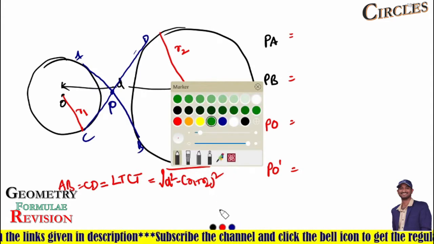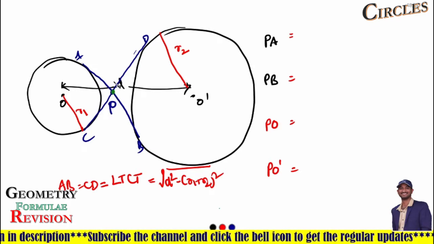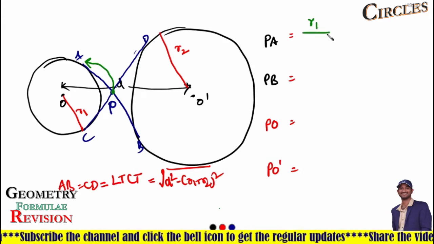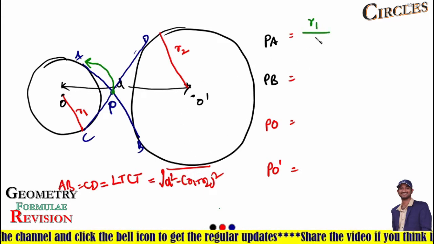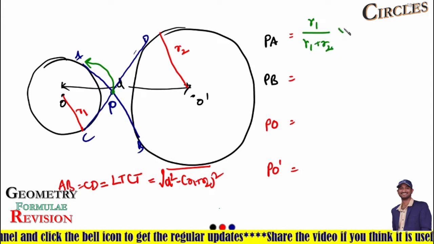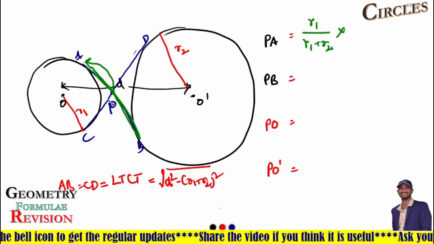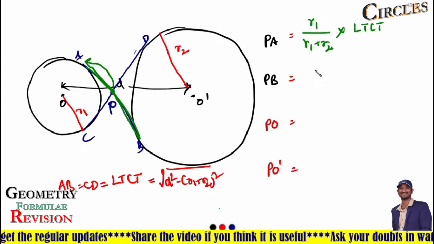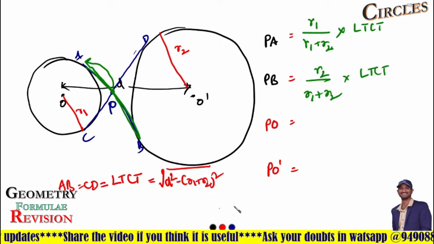Now the formulas. PA, the point of intersection of the tangents to the first circle, so I have to take the radius of the first circle. Since we are discussing the properties of the transverse common tangent, it is the sum of the radii, R1 by R1 plus R2, into the length of the transverse common tangent. PB, second circle, R2 by R1 plus R2 into LTCT.